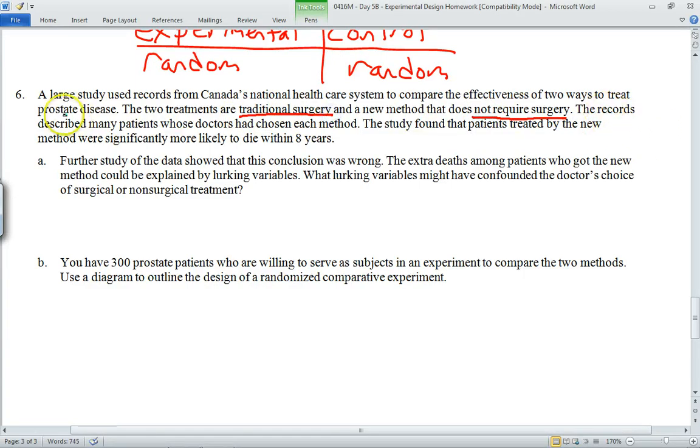Okay. The records described many patients whose doctors had chosen each method. The study found that patients treated by the new method were significantly more likely to die within 8 years. Okay? So, the non-surgery group had more deaths. Okay? The traditional surgery group had fewer deaths.